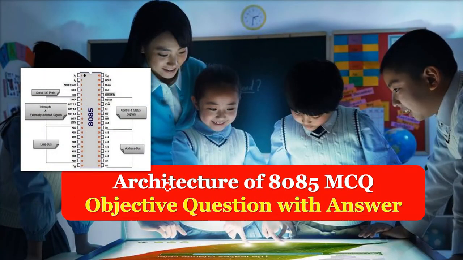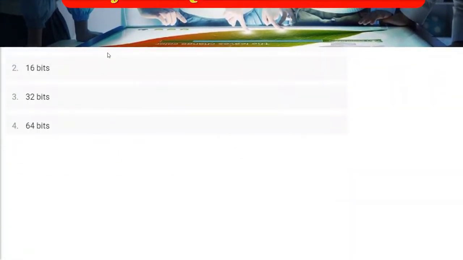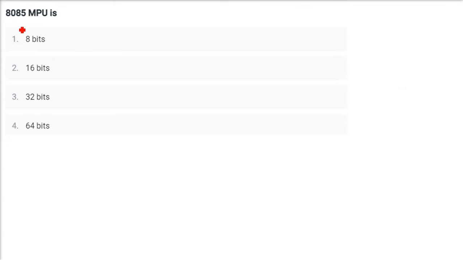8085 microprocessor. We are taking the MCQ, multiple choice question, objective question on it. The 8085 microprocessor unit, MPU, or microprocessing unit, is a 8-bit MPU.